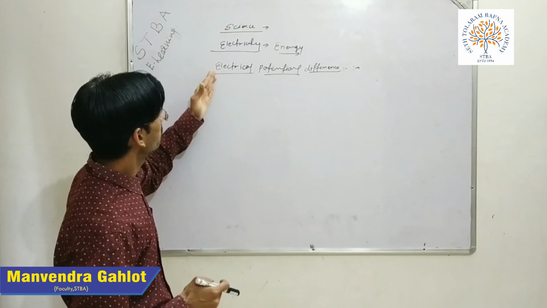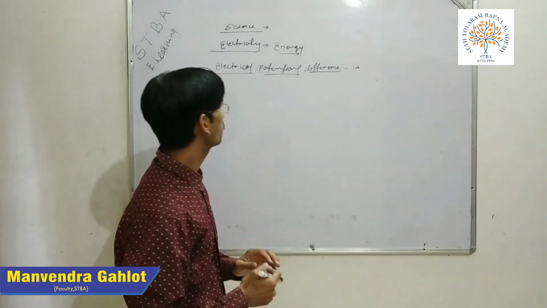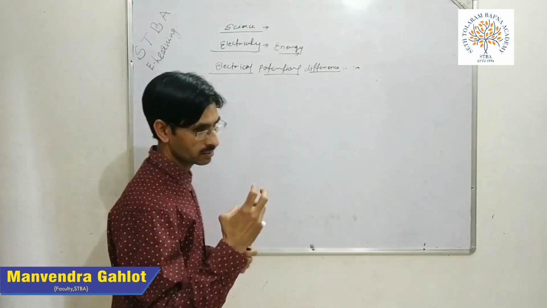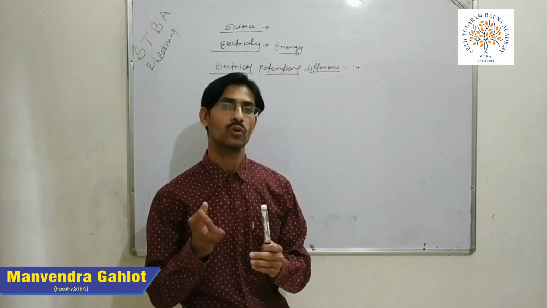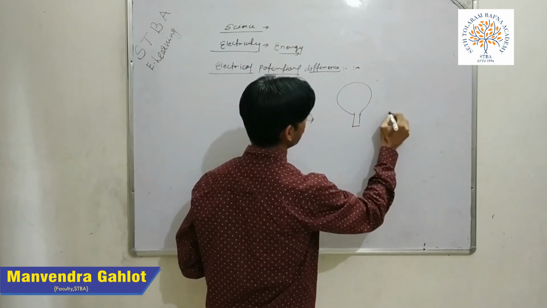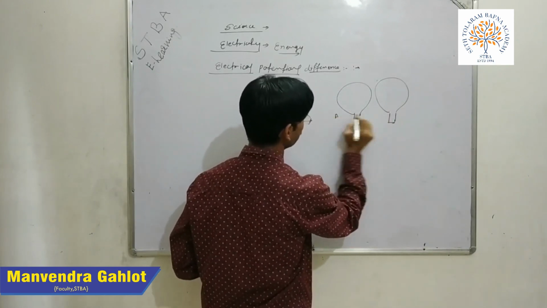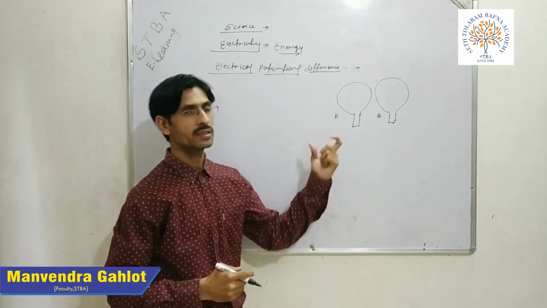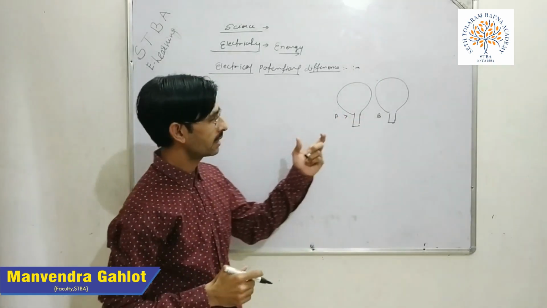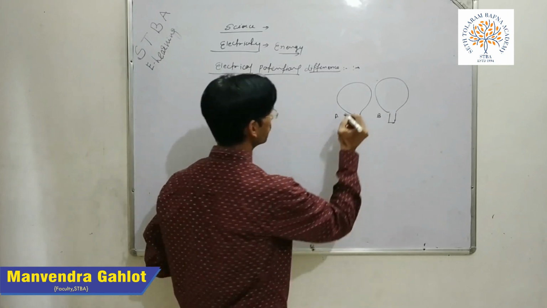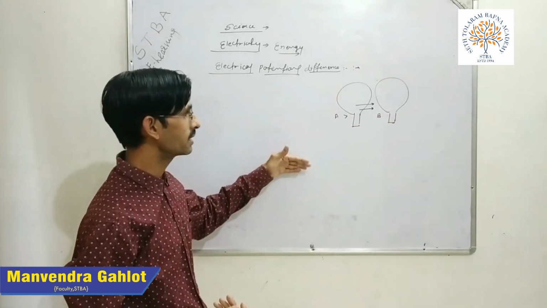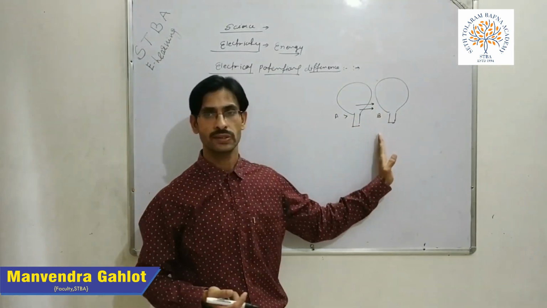Now next topic, electrical potential difference. Before I start, we take an example. If there are two objects, both heated, this is object A and this is object B. They have different heat energy. A is hotter as compared to B. So it is very simple that heat energy is transferred from A to B, because A has more heat energy and more temperature as compared to B.